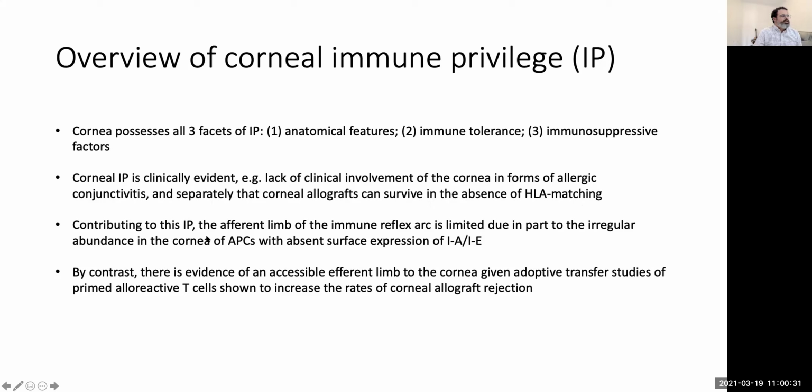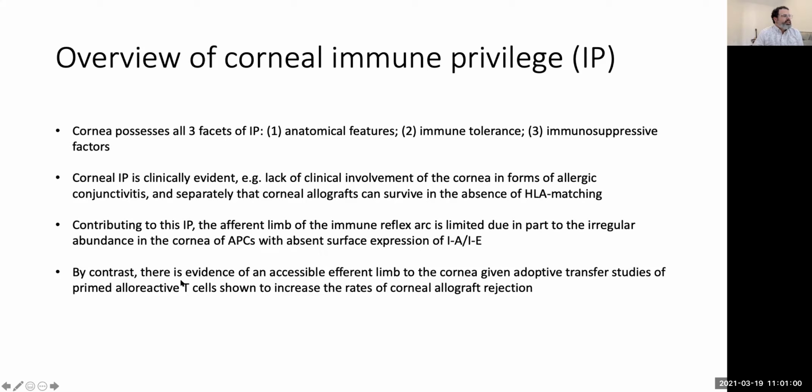Contributing to this immune privilege, we talked a lot about the afferent limb of the immune reflex arc. That seems to be limited. The evidence that I showed you today is in part due to an irregular abundance of cornea APCs with an absence of surface expression of IA/IE. Remember, this MHC class II is critical for presentation to T cells in the lymph node.